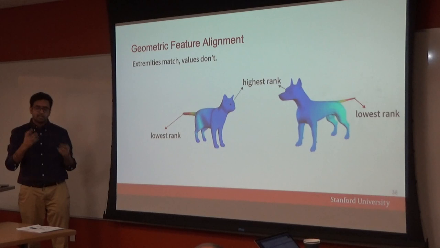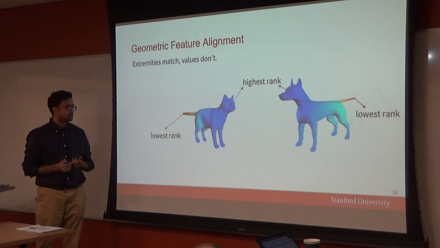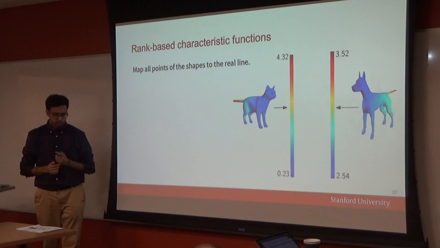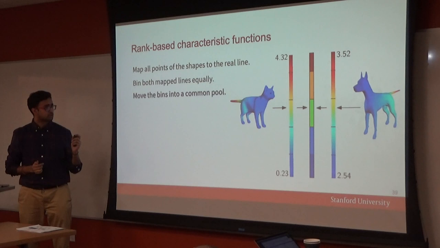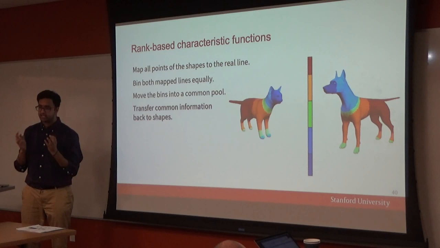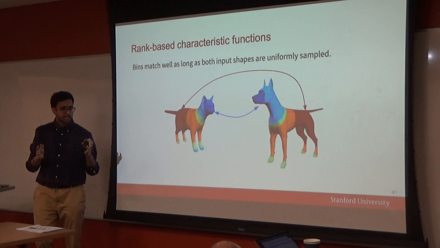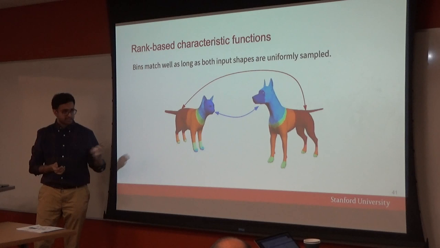We can try to extend this. So we play a simple experiment. We push all these points on these two shapes to the real line and bin these two mapped lines equally. Now we transport these to a common pool and transport this information back to the shape. And we observe that this seems to make some sense for this descriptor. The bins in the two shapes seem to be matching well as long as these two shapes have a uniform distribution of vertices. This is something that has been computed on just one descriptor.